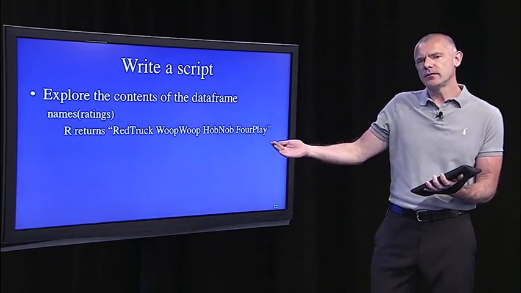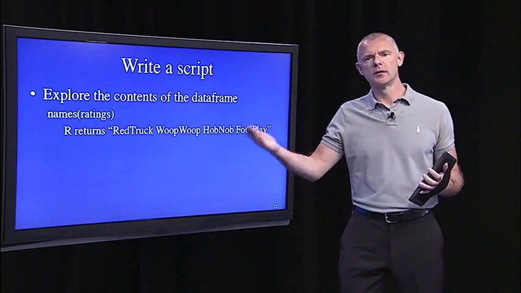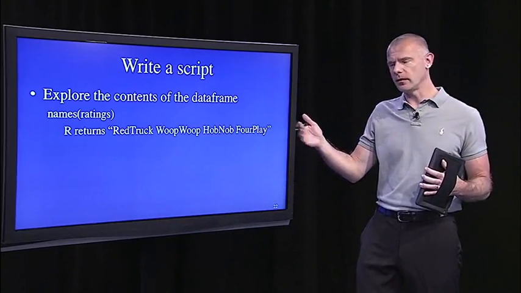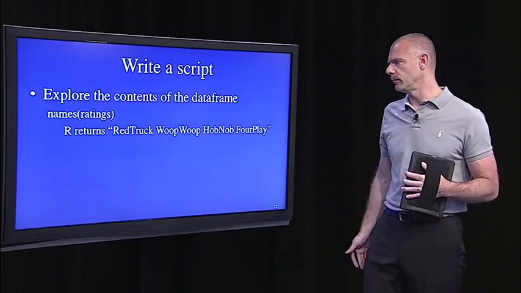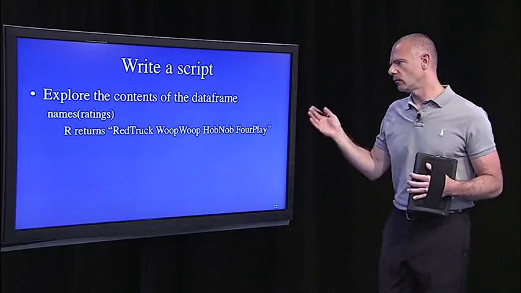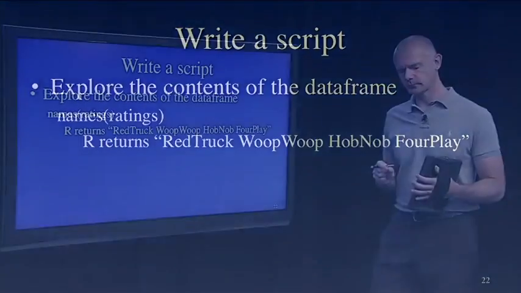If I use the names function, then R will return the names of the variables that were in that file that we used in read.table. And remember, the 4 different wines that we're looking at are Red Truck, Whoop Whoop, Hobnob, and Foreplay. Those were the names of the columns in my file.